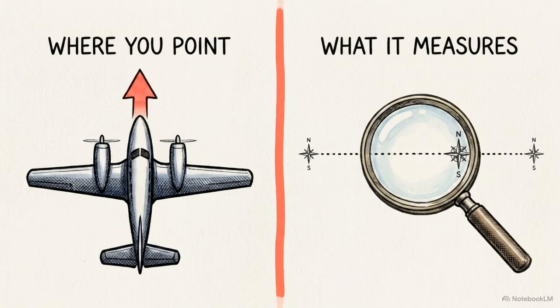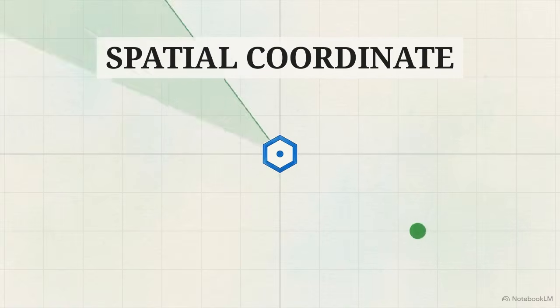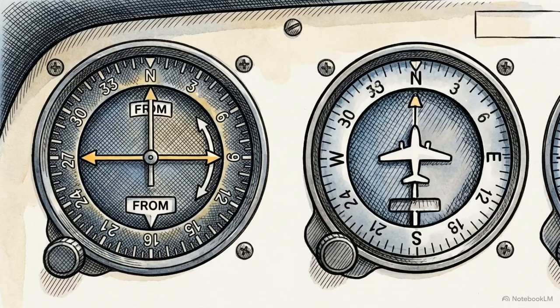To read this instrument correctly, you must completely separate where your aircraft happens to be pointing from what the dial is evaluating. A VOR display is a position tracker. If you interpret its movements as heading changes, you lose the ability to visualize your actual track over the ground.